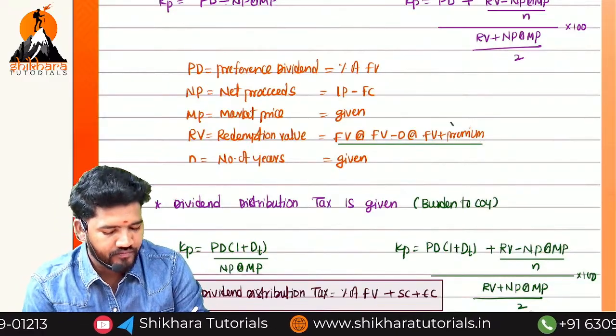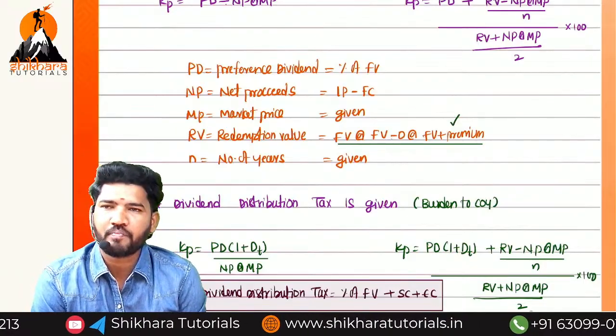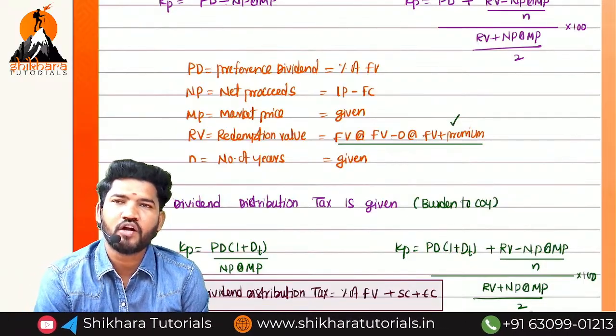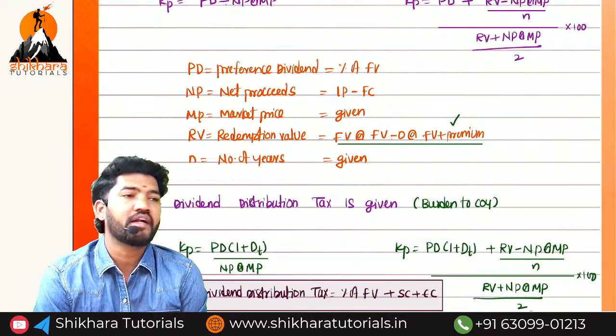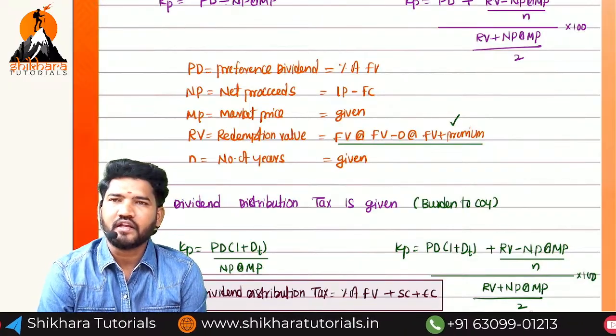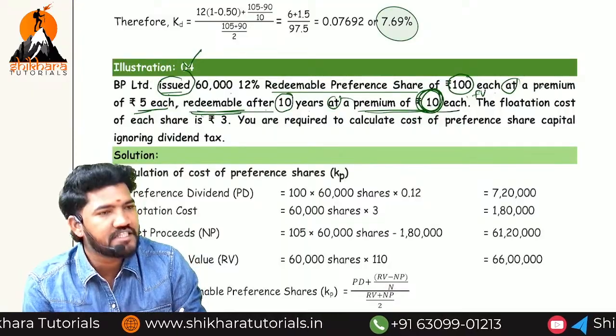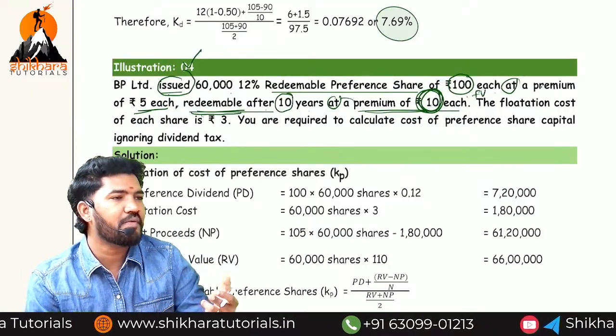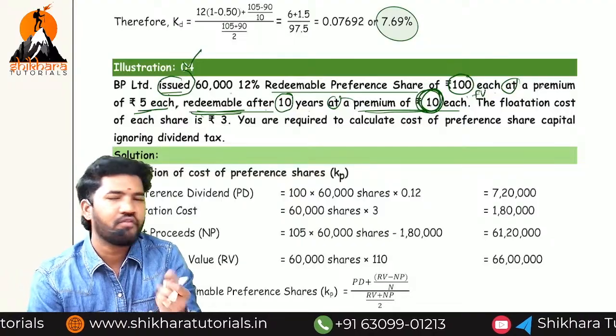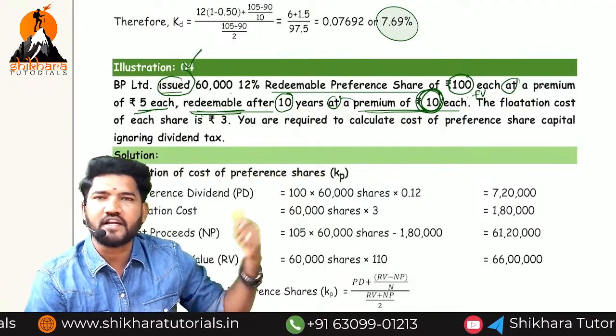This one only, na? Face value 100 rupees, premium 10 rupees. What about the repayment value? 110 rupees. Clear? Now, at a premium of 10 each, they are paying extra 10 rupees. What about the basic value? Face value only, na? Face value plus 10 rupees.